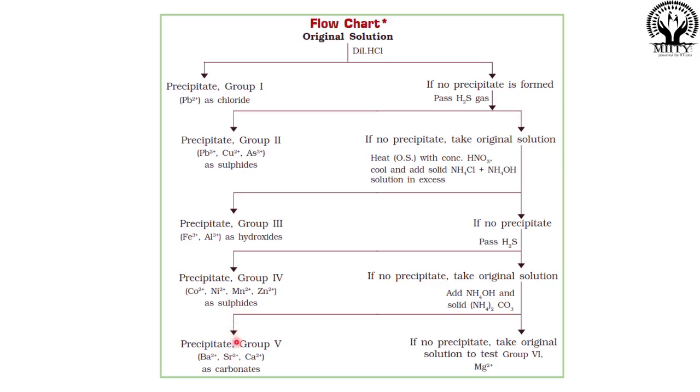If PPT is formed, group 5 cations are present. If precipitate is not formed, then look for the group 6 cation magnesium, by considering the original salt solution. So this is the flow chart for testing of cations present in the solution.